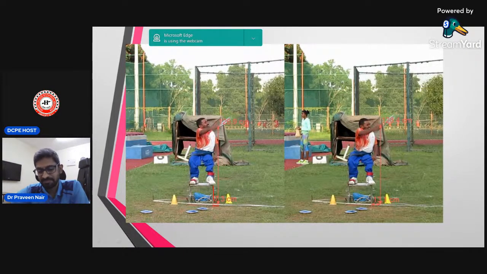So depending upon the object's velocity, you find out your frame rate.